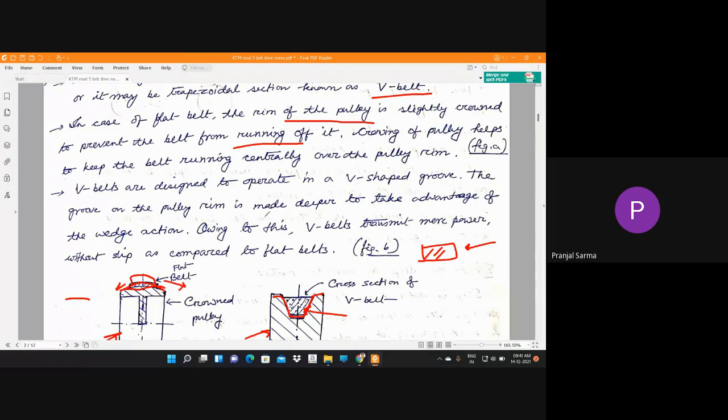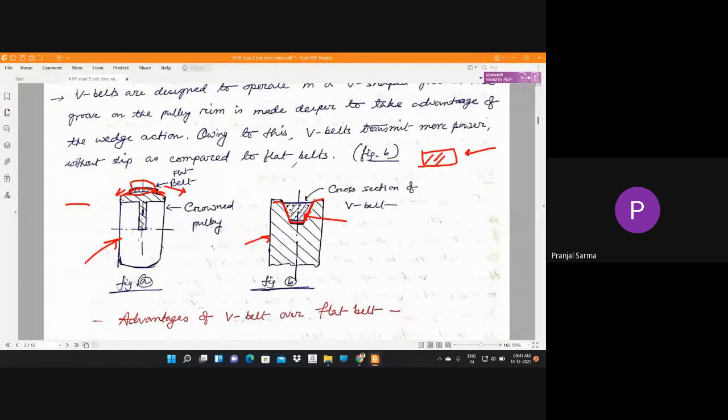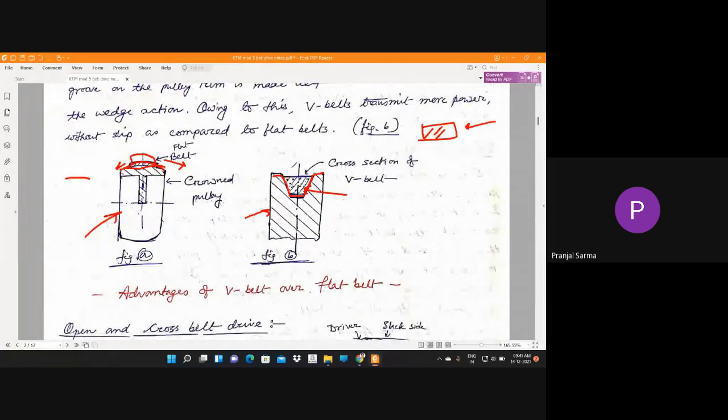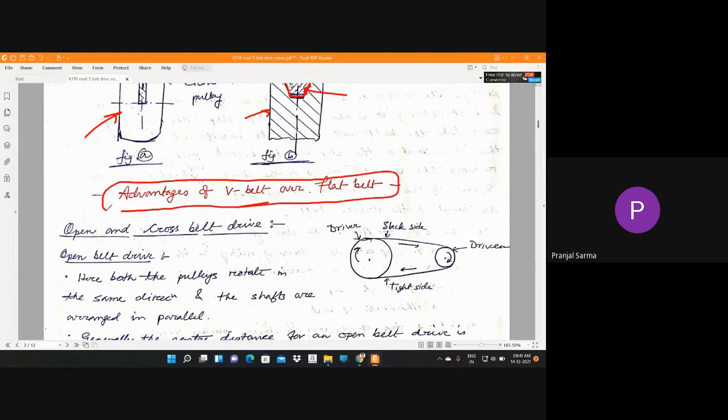As I have already said, V belts have a trapezoidal structure and are designed to operate in a V-shaped groove. The groove on the pulley rim is made deeper so that we can take advantage of the wedge action. Because of that, as I said previously, V belts can transmit more power without undergoing any slip compared to the flat belt. This is one of the advantages. For the other advantages of the V belt over the flat belt, just go through it.